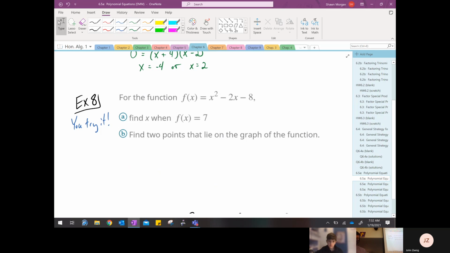Again, what we're doing is we're replacing f of x with 7, solving the resulting quadratic equation, and then determining what that means graphically. And you don't have to graph the parabola out on this. You really don't, I promise. Just tell me what your answer means, sort of interpret it.